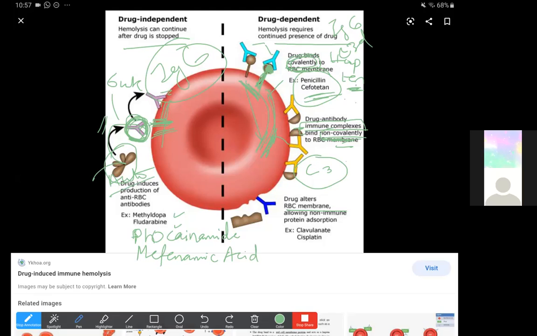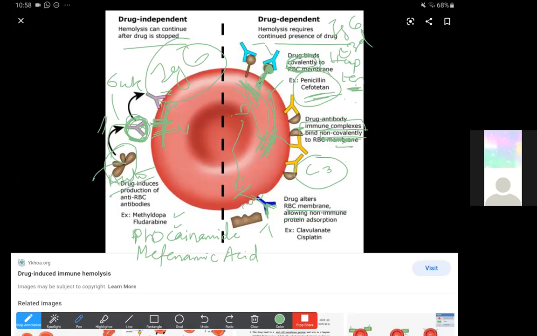In this membrane modification, the drug alters the RBC membrane, allowing non-specific proteins to be absorbed into it. So this can also occur with normal cells. And this is the part where the drug covalently binds to the membrane, or where it alters the membrane and then causes the attachment of these immune complexes. Here both the sera and the eluate would show a positive reaction to drug-treated cells. So this is to normal cells and this is to drug-treated cells. These both reactions are against drug-treated cells.